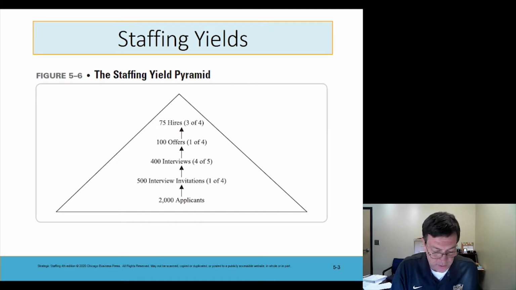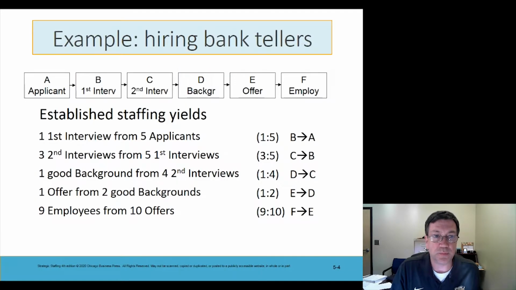But let's look at the process here as we apply it to a particular job. Let's say that what we're trying to do here is to hire some bank tellers. And there are 6 steps in our hiring process. The first step is that somebody comes in and applies for a job. The second step is that from that pool of people who apply, we get some first interviews.